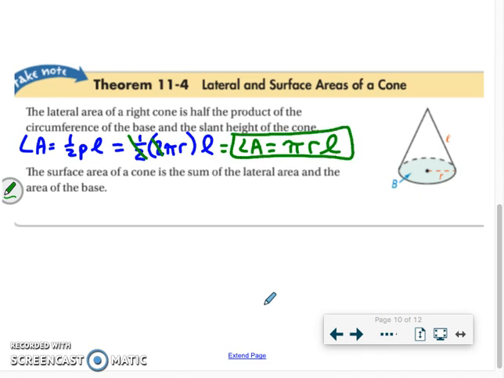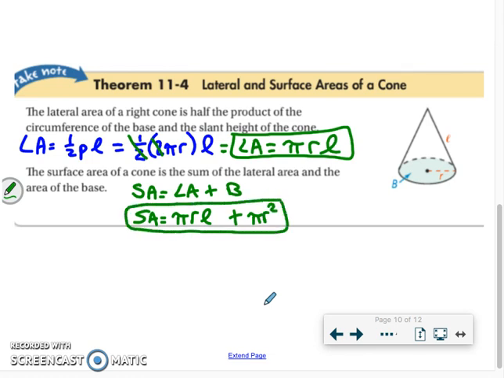The surface area is going to be the same idea, LA plus B, but we can simplify that one even. The LA we just said is pi r L. B, capital B, since the bottom of a cone is a circle, we know the formula for that is pi r squared. So that might be our best formula for surface area of a cone. That's what we're going to try to follow, and it's going to be a lot like our other videos where sometimes we have the height that we need, and sometimes we have to figure out that height.